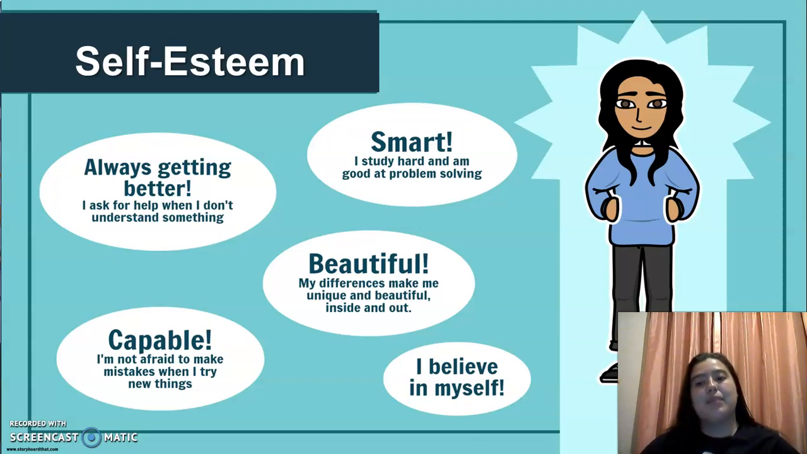Why always getting better? Because when I ask for help, when I don't understand something. I'm smart when I study hard and I'm good at problem solving. I'm capable when I'm not afraid to make mistakes, when I try new things. I'm beautiful when my differences make me unique and beautiful inside and out. And all of this, I believe in myself. Okay, you have to build your positive self-esteem and remember to practice this important value for August.